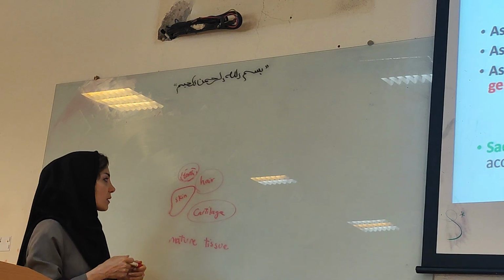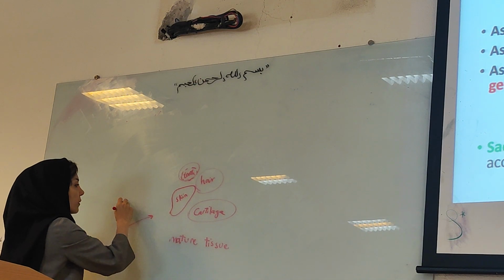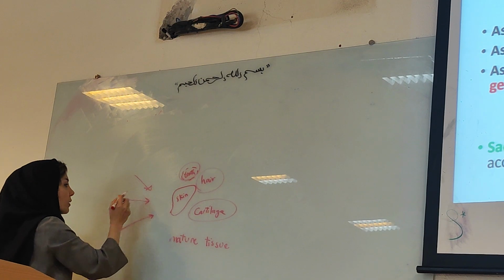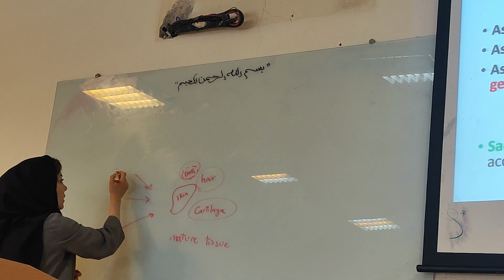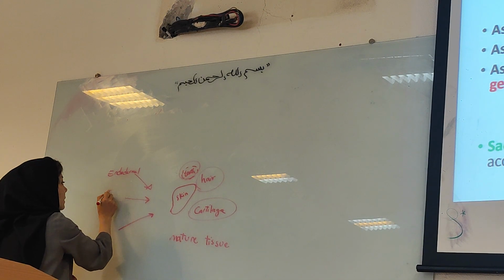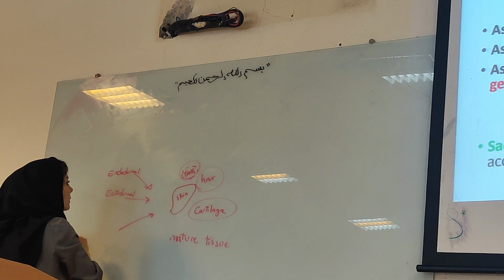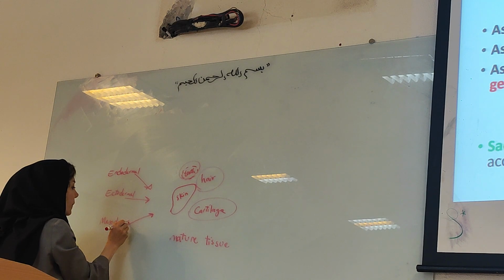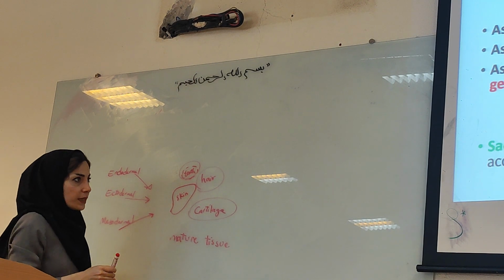These tissues may be derived from all of three layers of embryonal layer: endodermal layer, ectodermal layer, or mesodermal layer. Okay? Arise from all of these three layers.